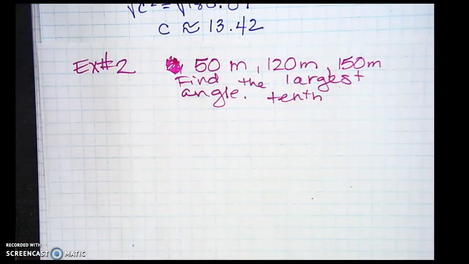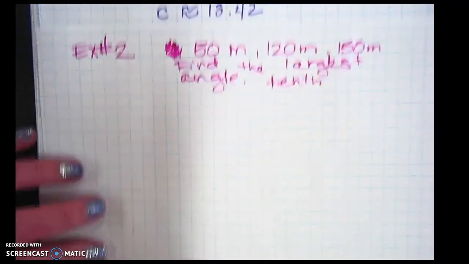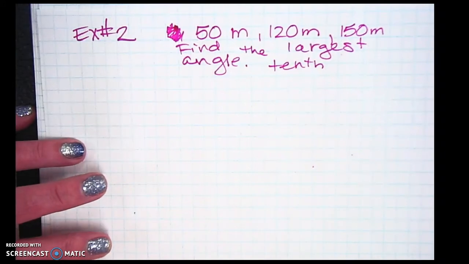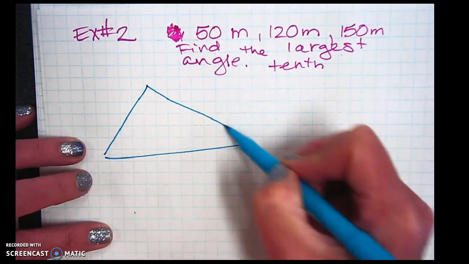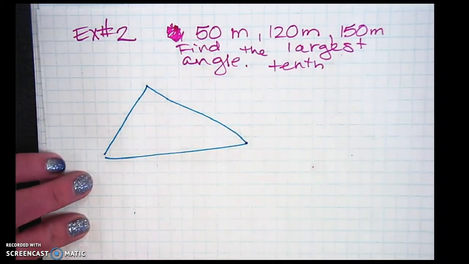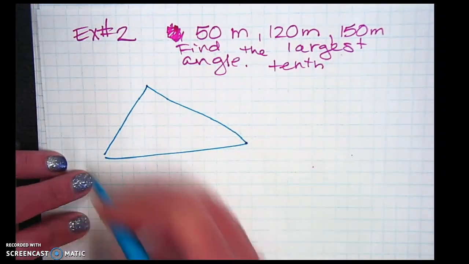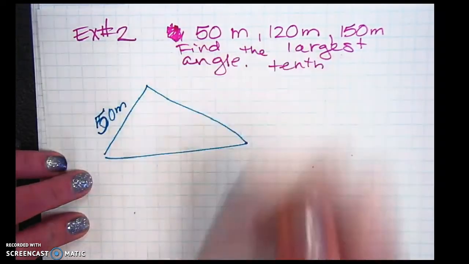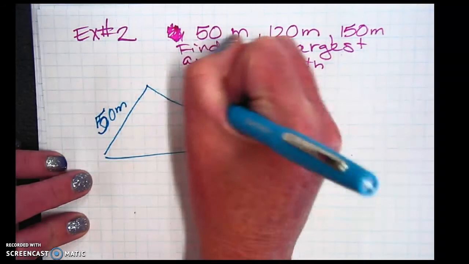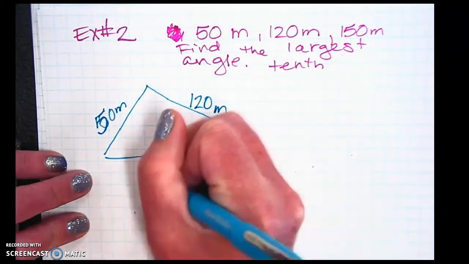Okay. All right, so let's draw a triangle. And again, not a right triangle, it's a random non-right triangle. Label the sides 50 meters, 120, and 150.